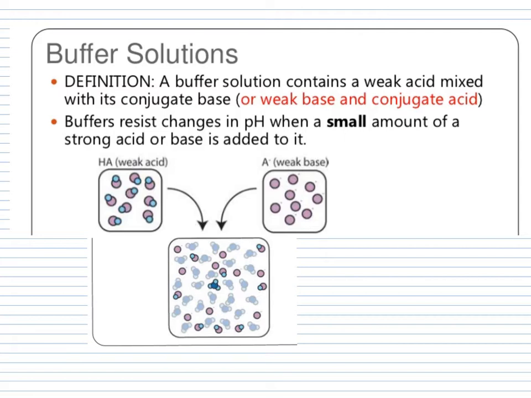A buffer solution contains a weak acid mixed with its conjugate base. So we get a weak acid and its conjugate weak base, or a weak base and its conjugate weak acid. A buffered solution is a solution that resists a change in its pH when either a strong acid, so H plus ions, or a strong base, so OH minus ions, are added.